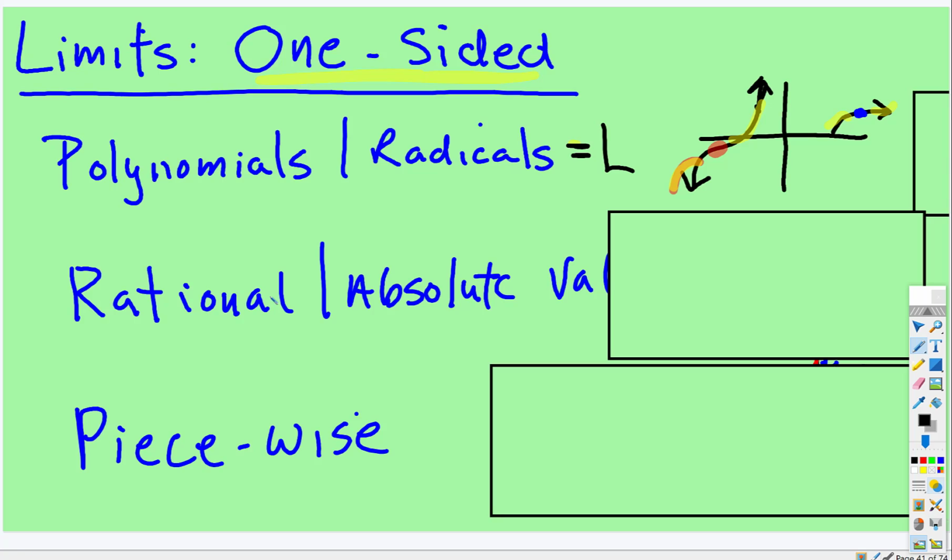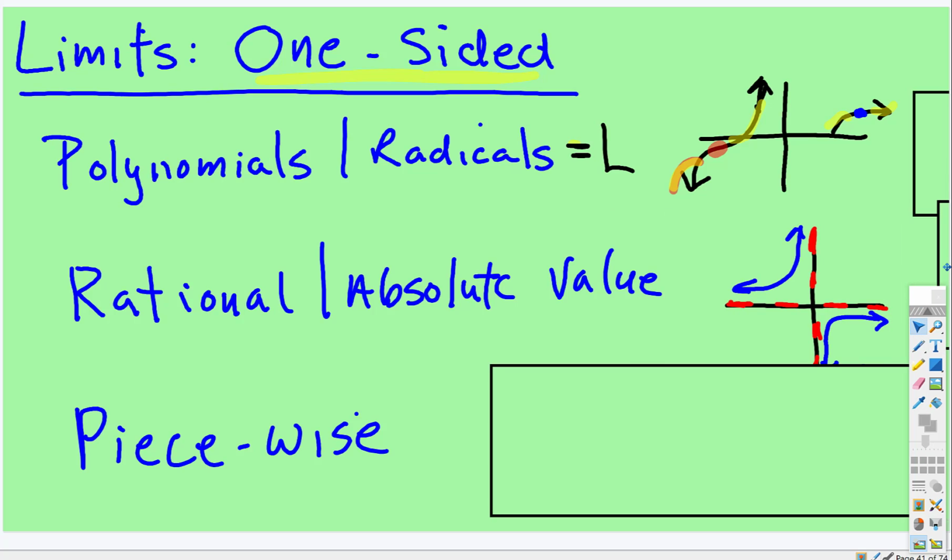But there should not be one-sided limits really for polynomials or radicals. But for rational and absolute value, a basic parent graph of a rational function looks something like this. This would be the negative version. This would be a negative 1 over x that I just drew.